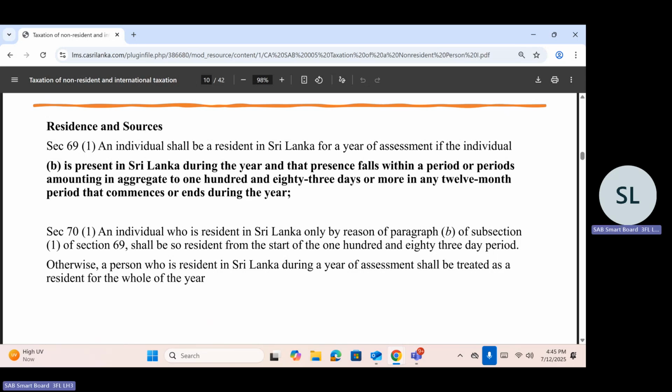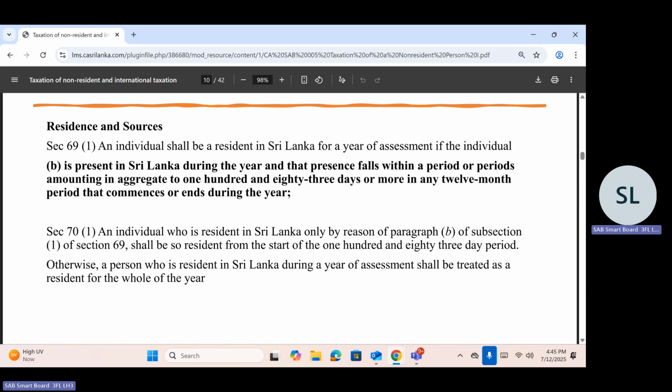Right? That's the meaning. So section 70 is very particularly mentioned. An individual who is resident in Sri Lanka only by reason of this provision shall be so resident for the start of the 183-day period. Otherwise, a person who is resident in Sri Lanka during the year shall be treated as a resident for the whole of the year. And only for this particular reason, it says, for that particular period he shall be treated as resident.